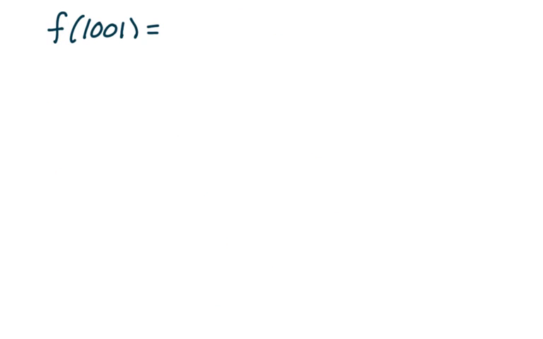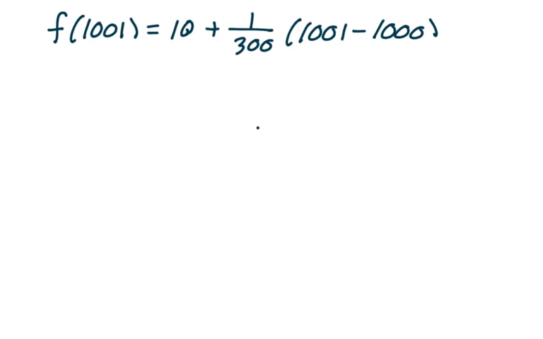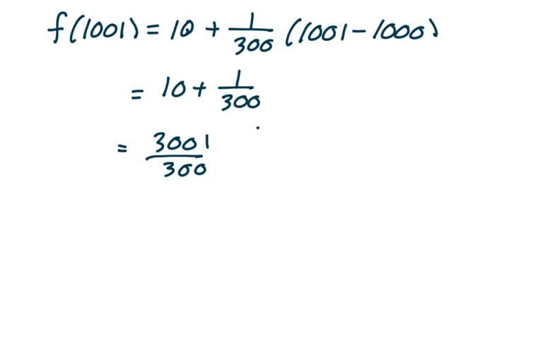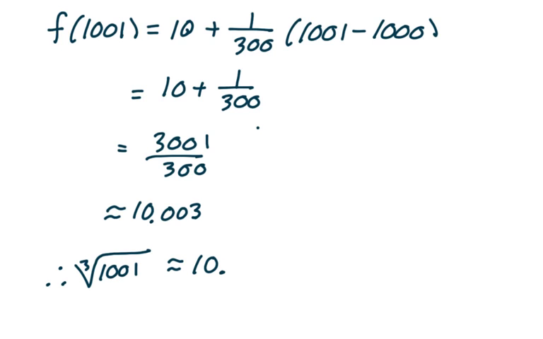And so that's going to be 10 plus 1/300 times 1,001 minus 1,000, which is 10 plus 1/300, which is 3,001/300. Now, again, if you plug that in, I'm going to take 3,001 divided by 300, and that's going to be 10.003. And so therefore, the cube root of 1,001 is approximately 10.003.